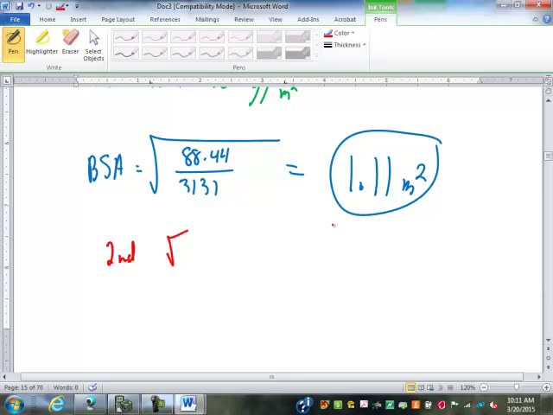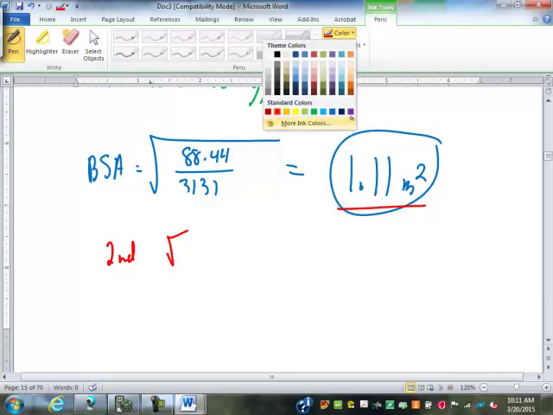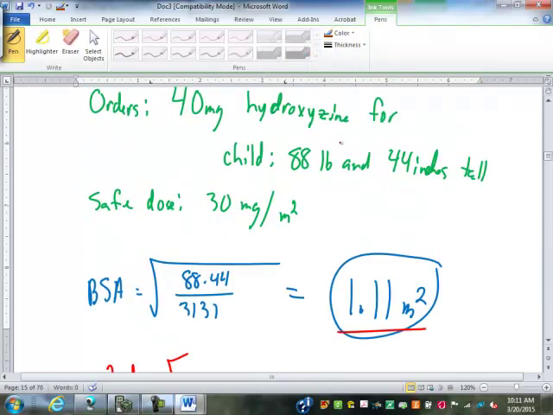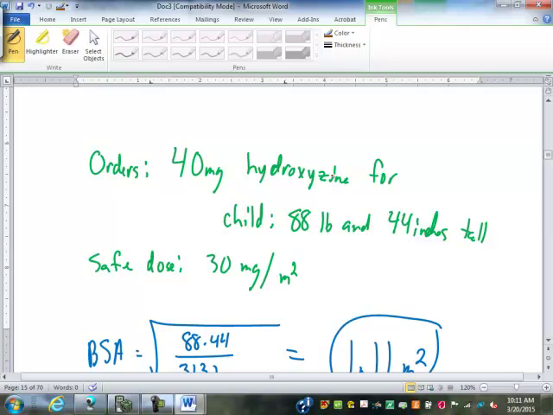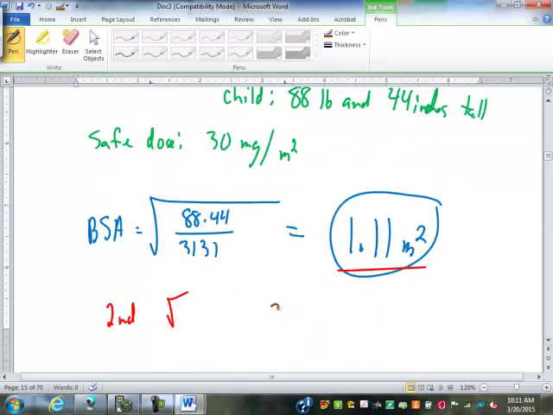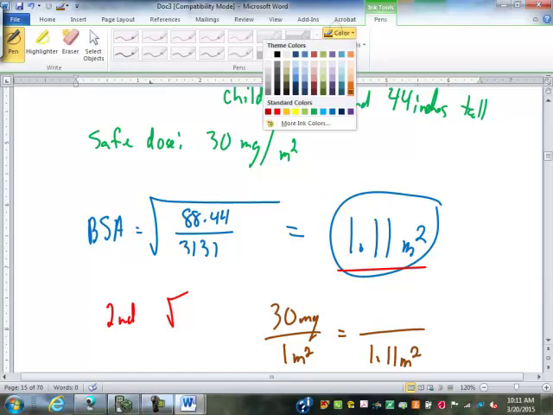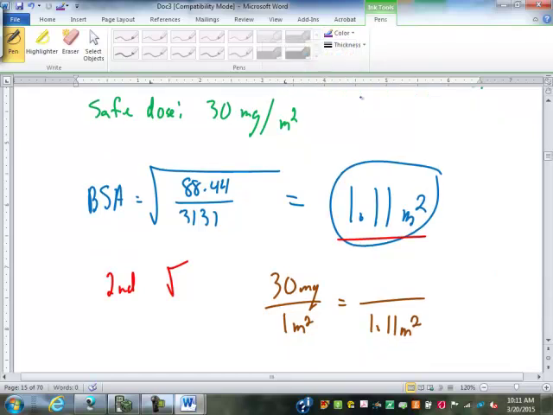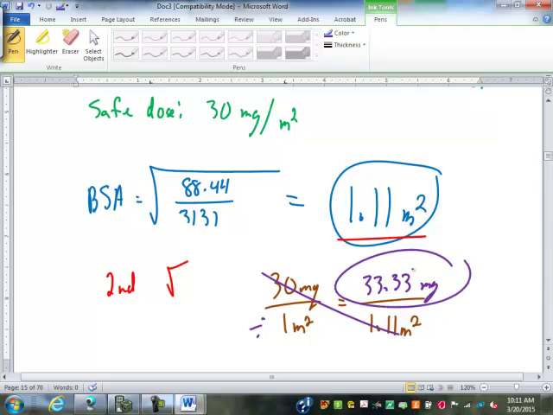Okay, perfect. You bet. So now we have 1.11 square meters. Well, we're given 30 milligrams per 1 square meter. For 1.11 square meters, we're going to use our proportion, cross multiply and divide, which would give us, what, 33.33 milligrams would be our recommended safe dose. So that 40 milligrams might be a little high.